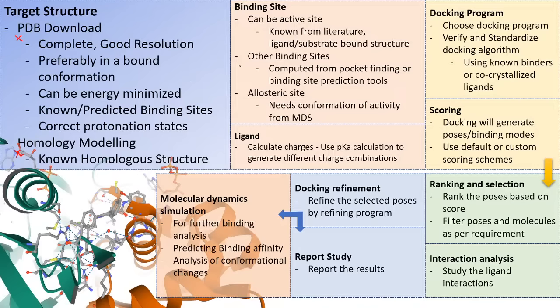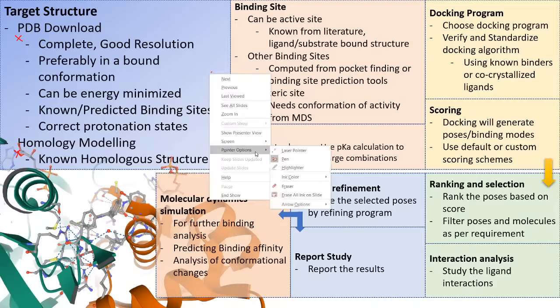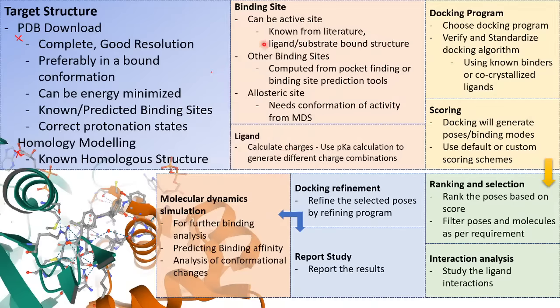Once you're done with your protein, study the binding sites. So binding sites, it can be the active site that can be used as a binding site. There can be some other binding sites. For example, protein has multiple druggable sites, so those can be utilized. You can use pocket finding algorithms to find the potential sites. Sometimes protein may also have some allosteric sites on its surface, which can also be utilized.